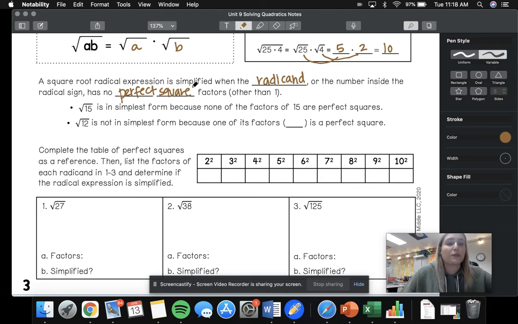Other than 1. So the square root of 15 is in simplest form because no other factors of 15 are perfect squares. The square root of 12 is not in simplest form because one of its factors, 4, is a perfect square. So let's go back. How do we make 15? Well, 15 is 5 times 3, and none of those are perfect squares. The square root of 12 could be 4 times 3, and the fact that 4 is a perfect square means it can be simplified.